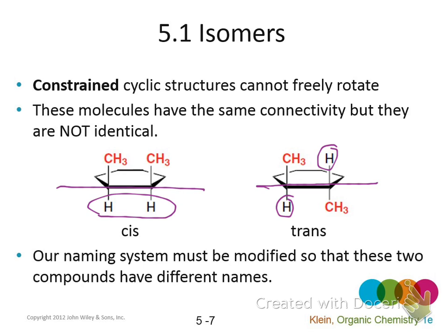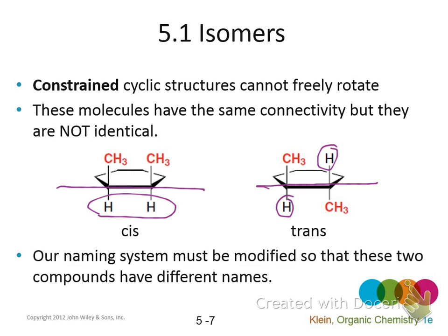Because it's still the same because it can rotate. Right? In a ring, it can't rotate. And so you can actually make two different molecules. This molecule, cis-1,2-dimethylcyclohexane, is different than trans-1,2-dimethylcyclohexane. Different molecules, different properties.